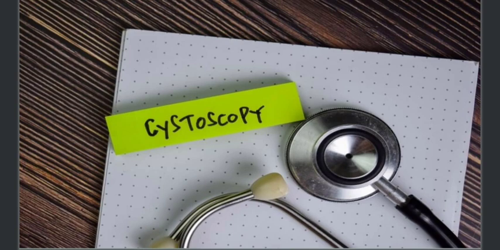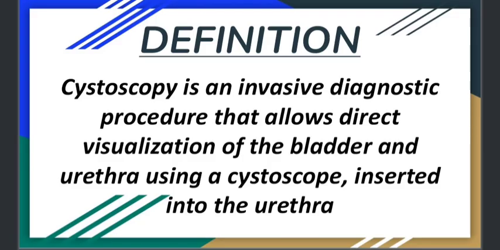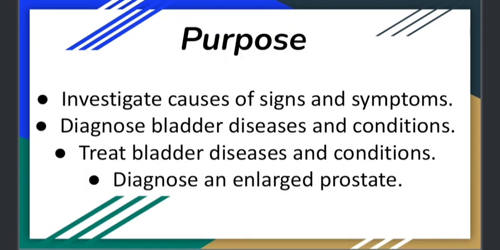Now let's move on to the definition. Cystoscopy is an invasive diagnostic procedure that allows direct visualization of the bladder and urethra using a cystoscope inserted into the urethra. In simple words, it's a diagnostic procedure which allows you to directly visualize the bladder and urethra using a cystoscope. Purpose: first, to investigate causes of signs and symptoms.